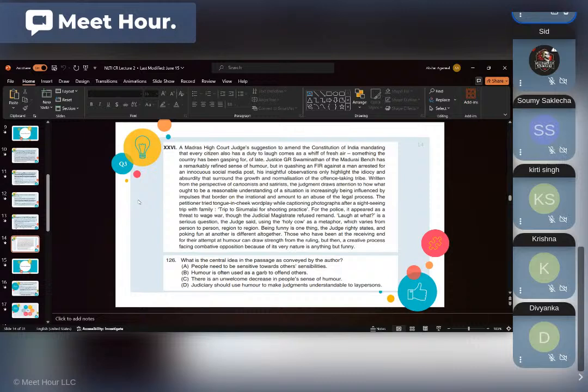Now, do you get the essence of the author? That is the position which the author is taking. So the author is taking a pro-humor position. The author is saying humor should be protected. You should not use FIRs or like these legal processes to stifle someone's humor, which is why option C is correct. Does that make sense?